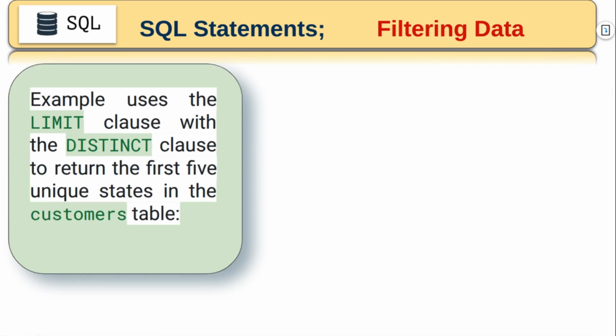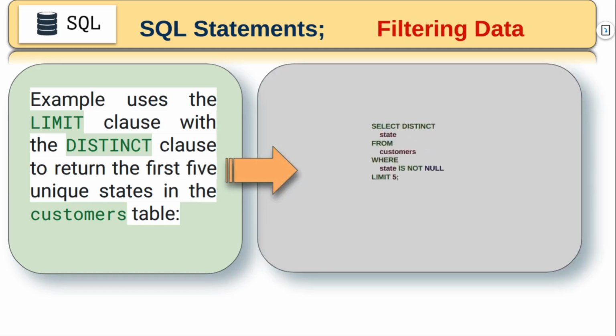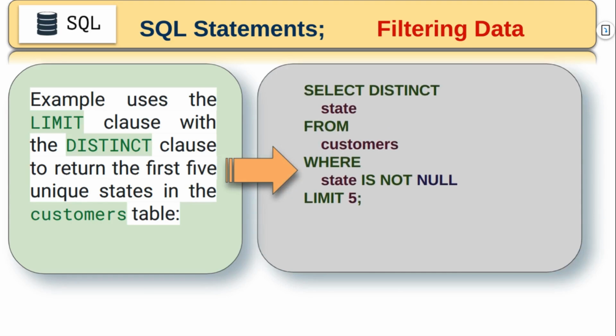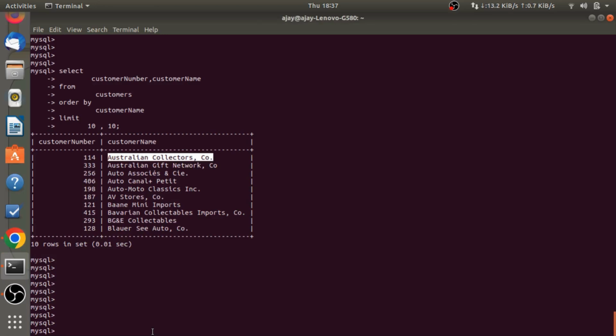The next statement is, here in this example we are using the distinct clause also to return the first 5 unique states in the customers table. Let's see how we will write. Yes, so this is the customers table, and we have to display the states. So first we have to check what the column names in the customers table are, right?